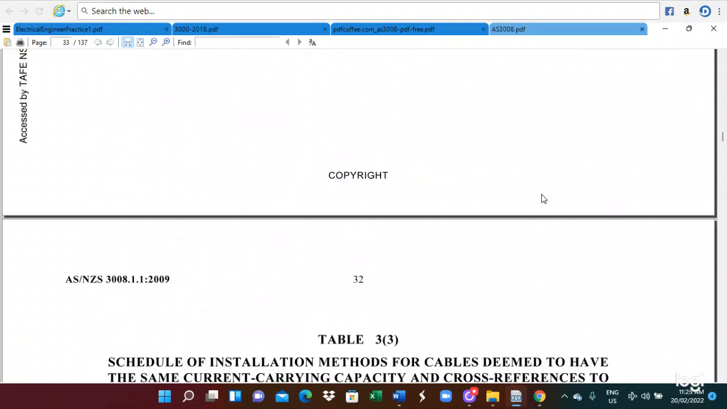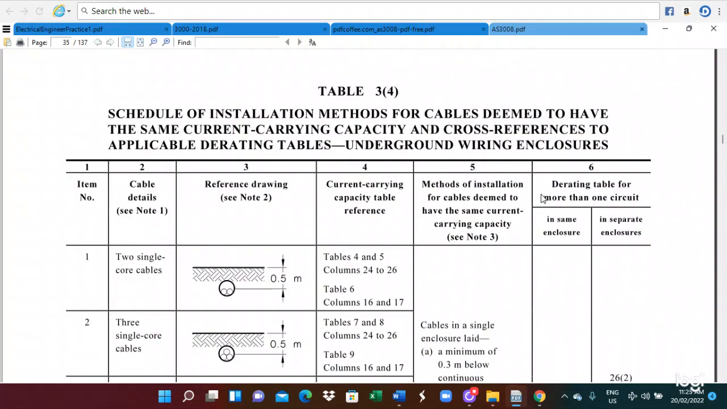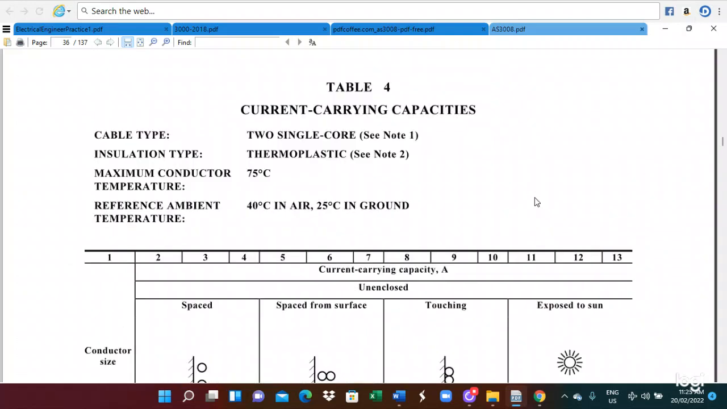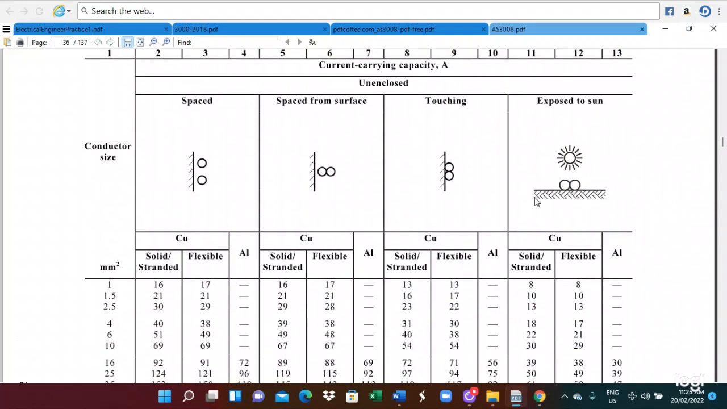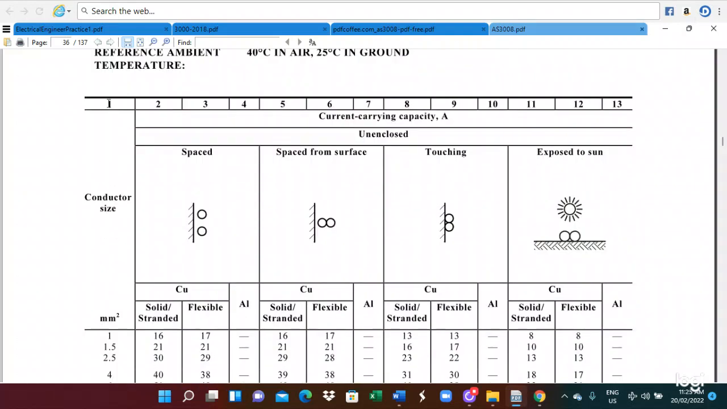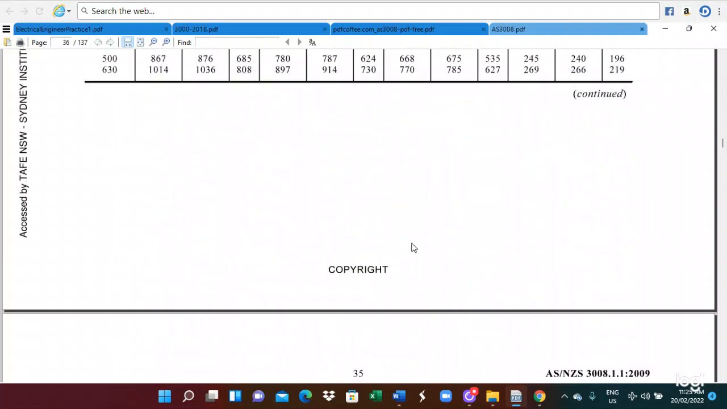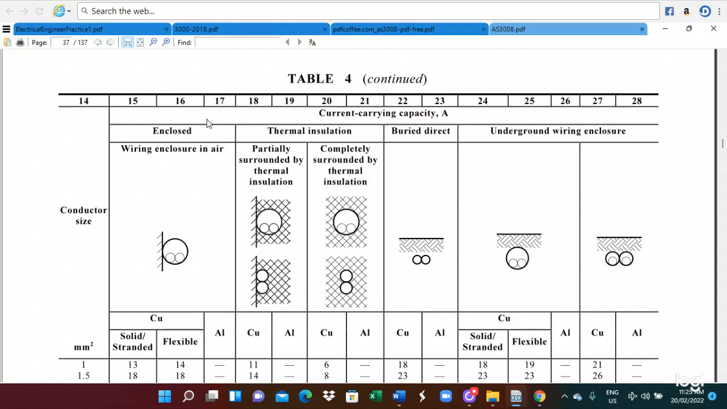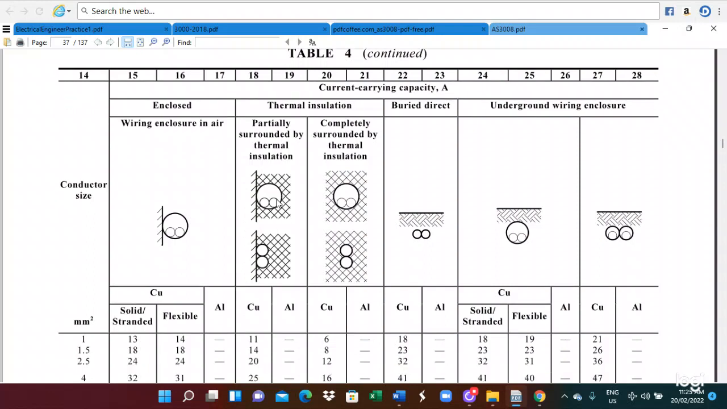We find out the table 4, columns 18 to 19. Here are the columns of table 4: 1, 2, 3, 4, 5, 6, up to 13, so we don't use those. We use 18 and 19, which is partially surrounded by thermal insulation. Column 18 is for the aluminum copper conductor, and 19 is for the aluminum conductor.